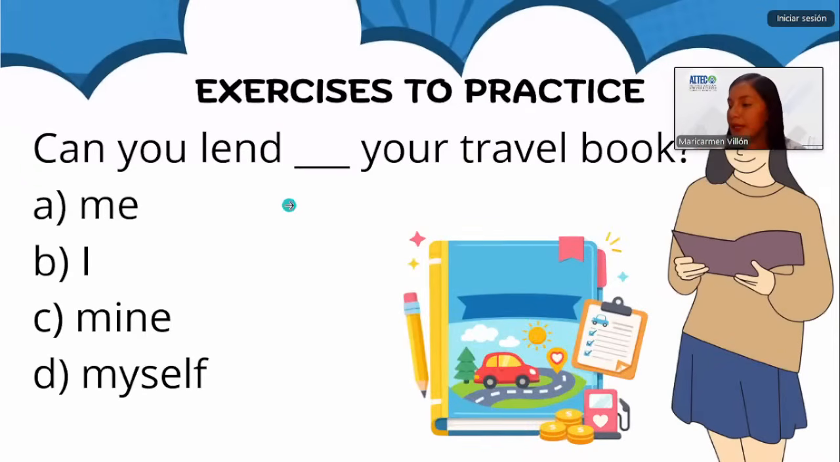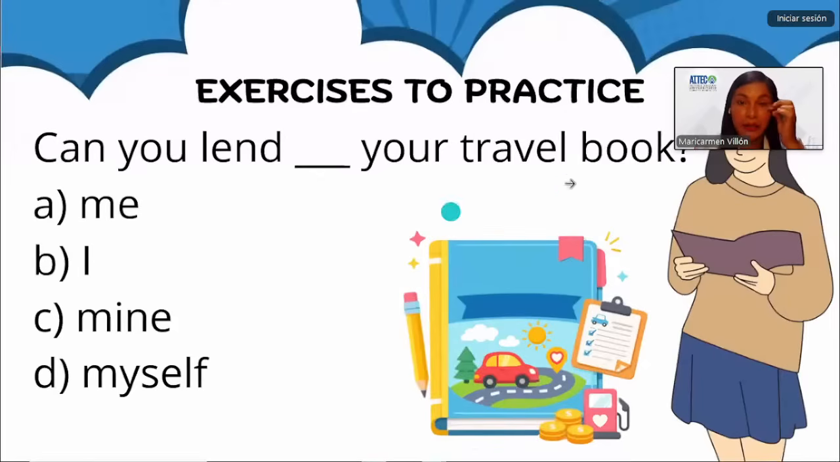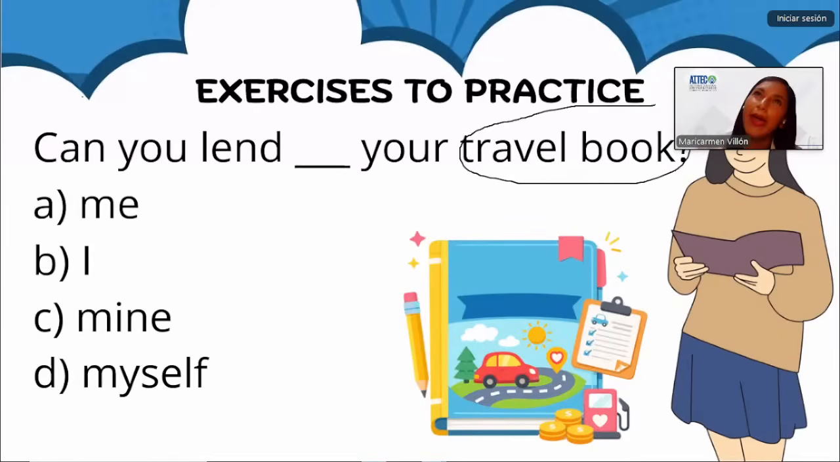Okay, now pay attention to the next one. We have to identify here the direct and indirect objects. So what does the sentence say? Look at here. Can you lend your travel book? So let's see. We have here a question. Remember, travel book, would that be the direct or the indirect object? What do we need here?